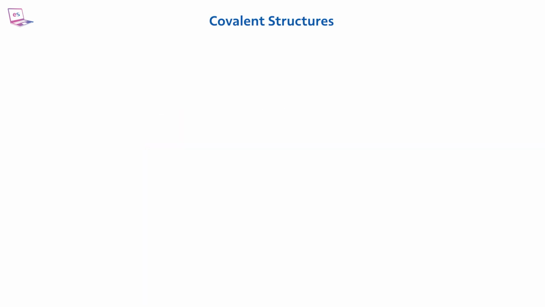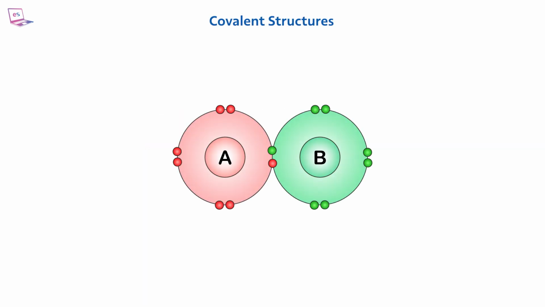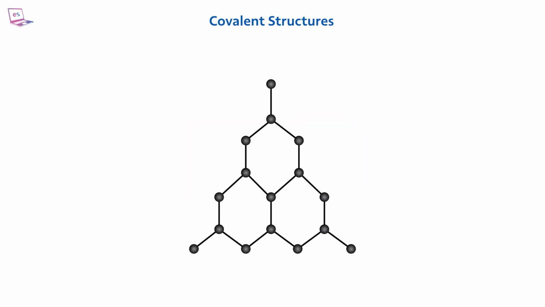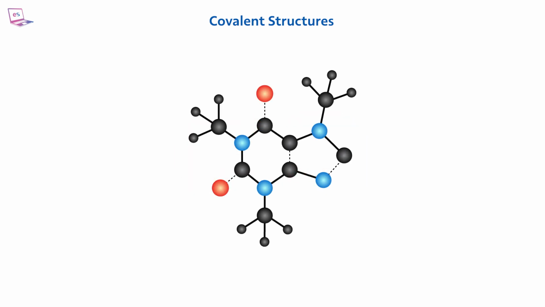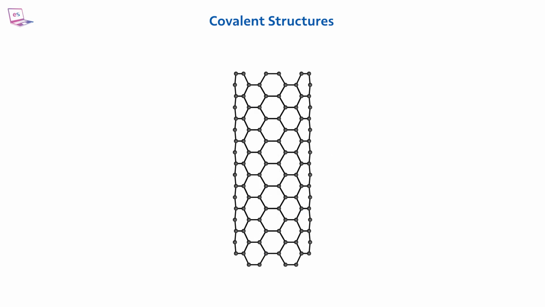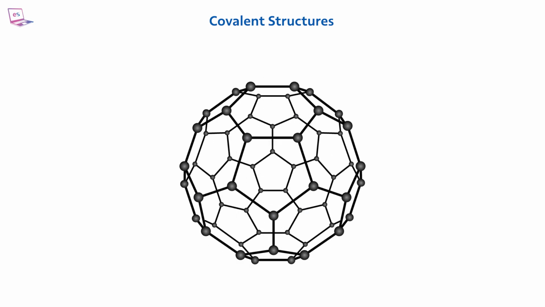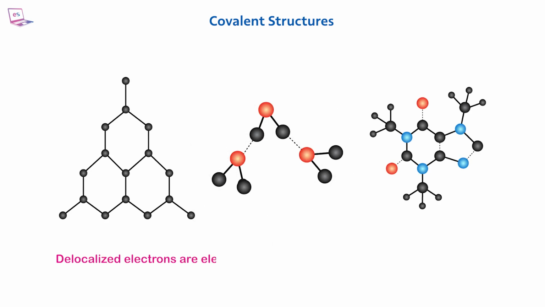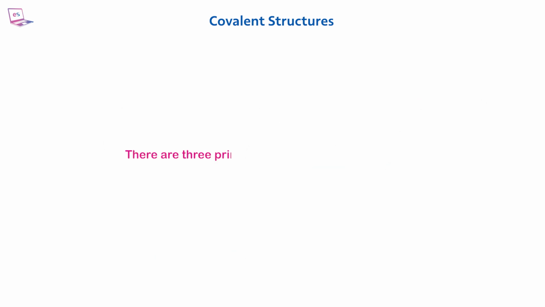Covalent structures. When atoms bond covalently, they form different structures depending on the number of atoms and the type of bond. Most covalent structures do not conduct electricity, because they lack free-moving delocalized electrons, or ions to carry charge. Delocalized electrons are electrons that are not associated with a single atom or covalent bond in an atom, ion, or molecule. There are 3 primary types of covalent structures.